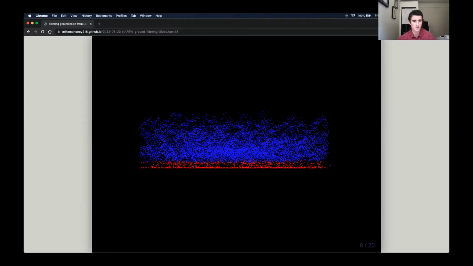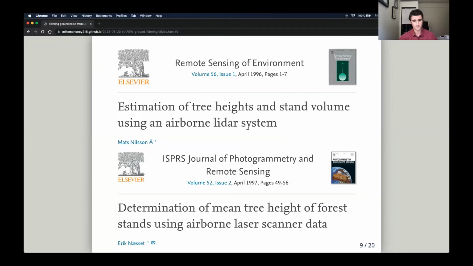And the idea is pretty straightforward. If you're interested in measuring biomass in trees, and these points are hitting the ground rather than trees, then you might not be interested in these points. But we sort of chased up a citation chain to see why people were doing this, and we realized that no one had actually investigated how this impacts biomass models.